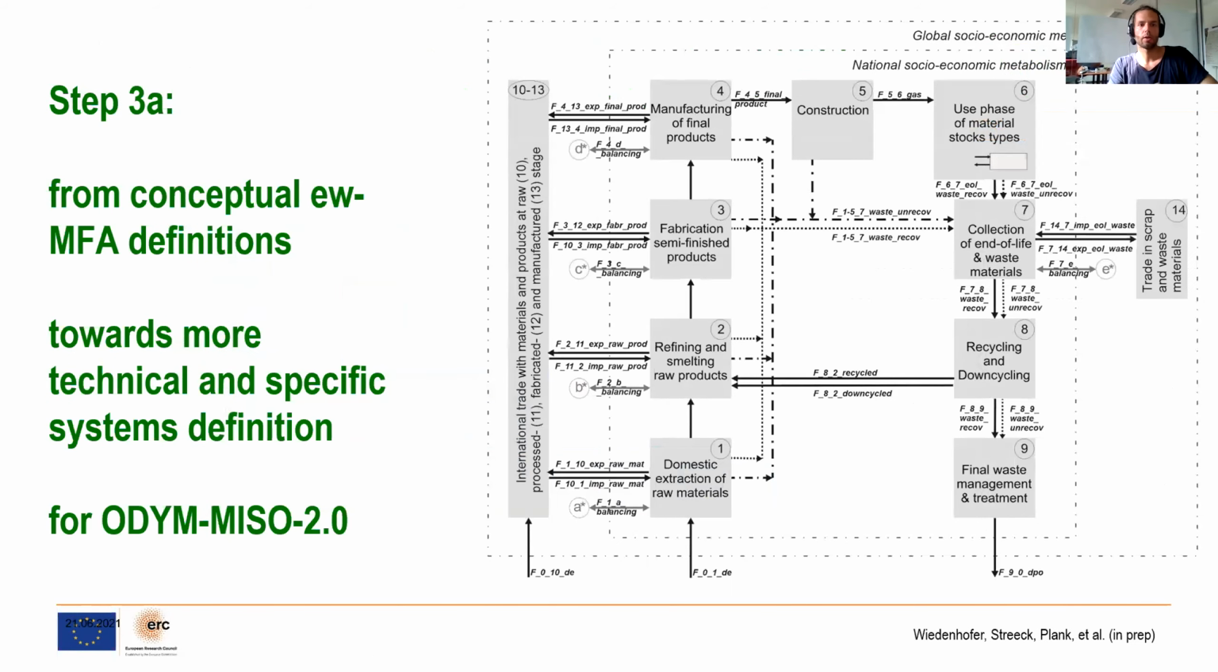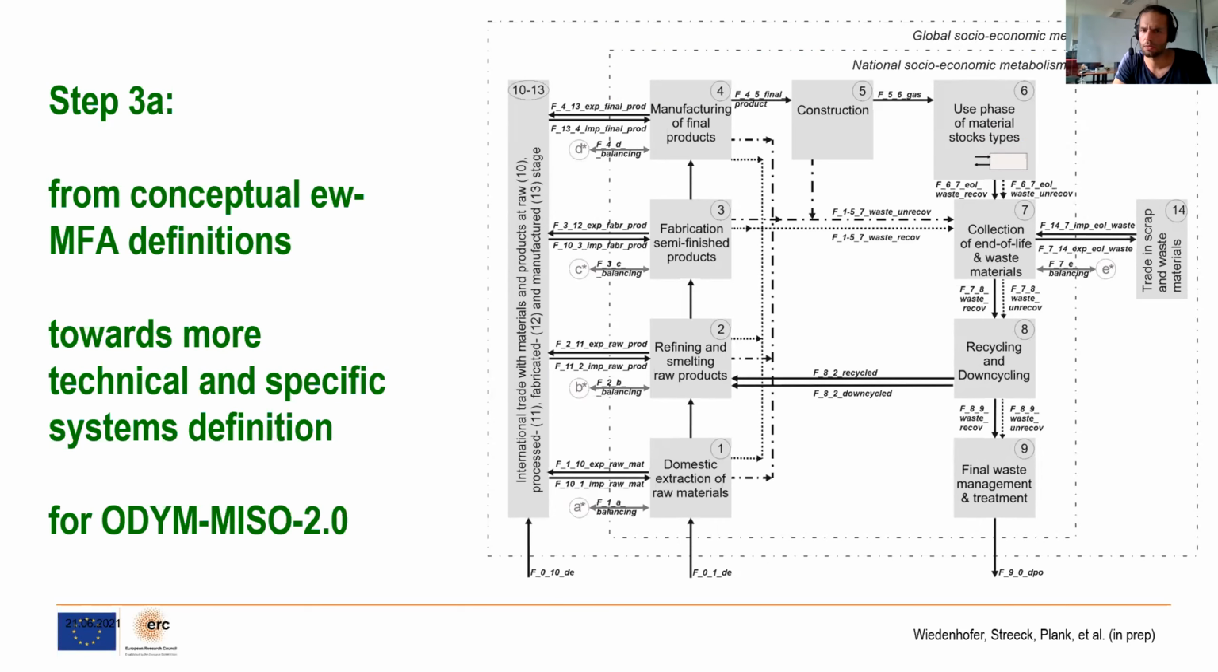For which we also extended the system definition that you saw at the beginning, which is rather on the conceptual level of economy-wide material flow accounting, towards a more technical description that is more common in material flow analysis. And for our Odm MISO2 model, which you can see here, each process and flow is labeled, so the solution of the system is more transparent.